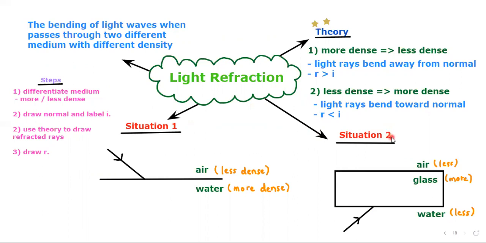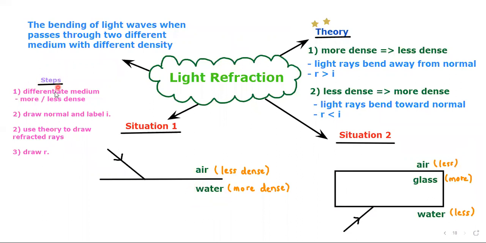Before drawing, we need to follow the step by step here so that we can draw it accurately. This is the incident ray passing through the air medium, and after that, it will pass through the water medium.